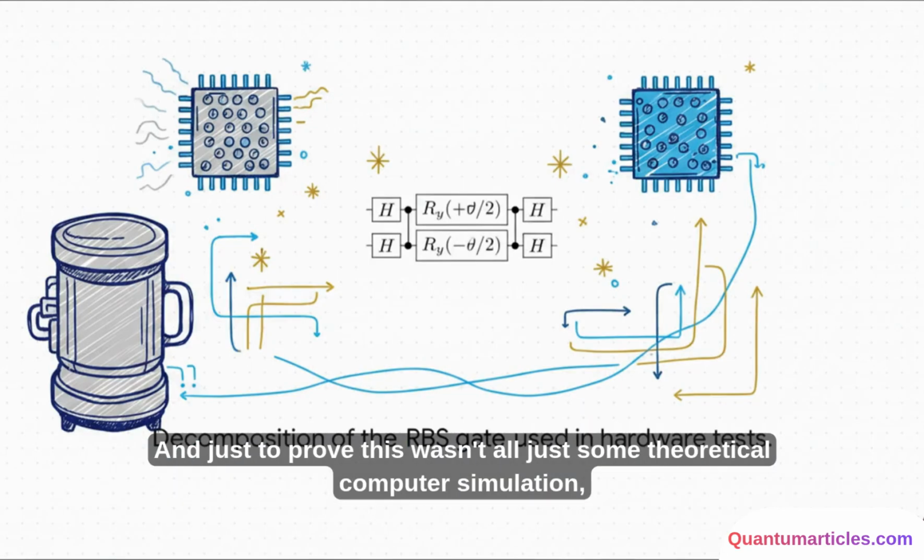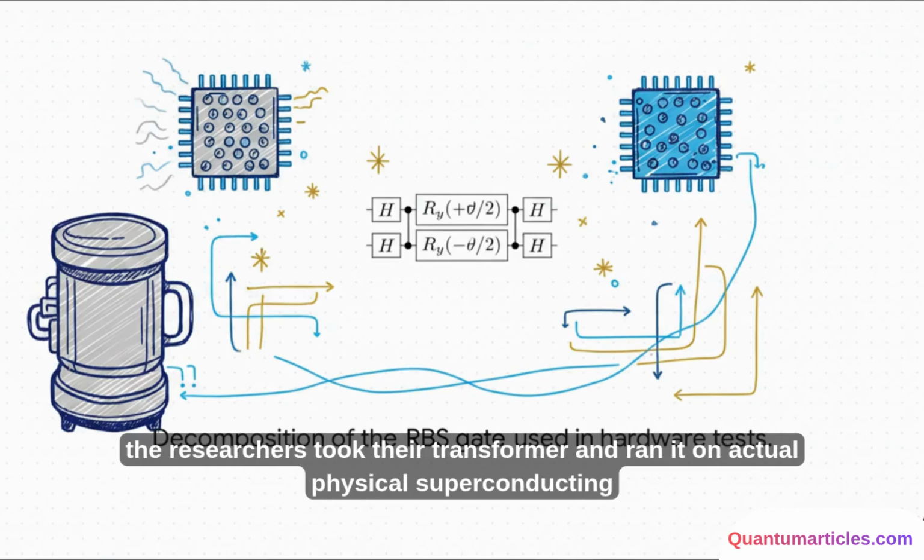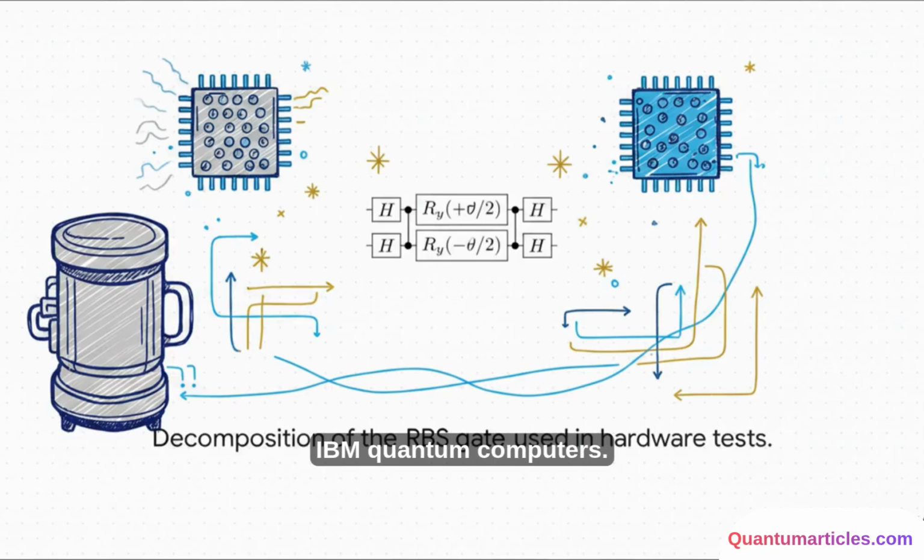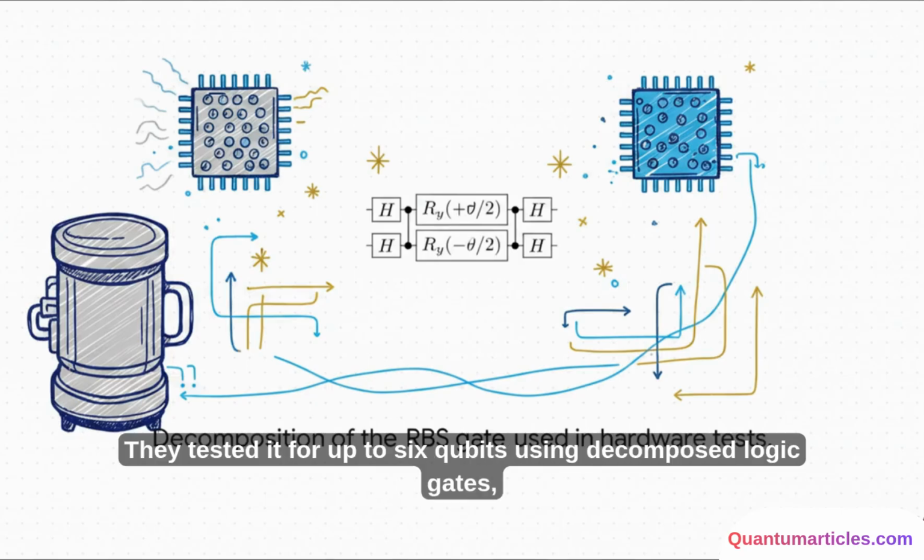And just to prove this wasn't all just some theoretical computer simulation, the researchers took their transformer and ran it on actual physical superconducting IBM quantum computers. They tested it for up to 6 qubits using decomposed logic gates, and they achieved highly encouraging, really competitive accuracy. We're talking real code running on real quantum metal.